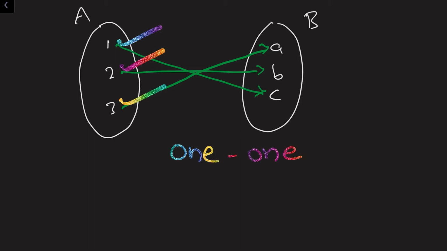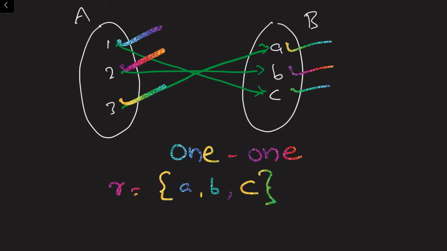Next, the range of this function: a is connected to some element in the set A, b is connected to some element in the set A, and c is also connected to some element in the set A. So the range is equal to a, b, c.